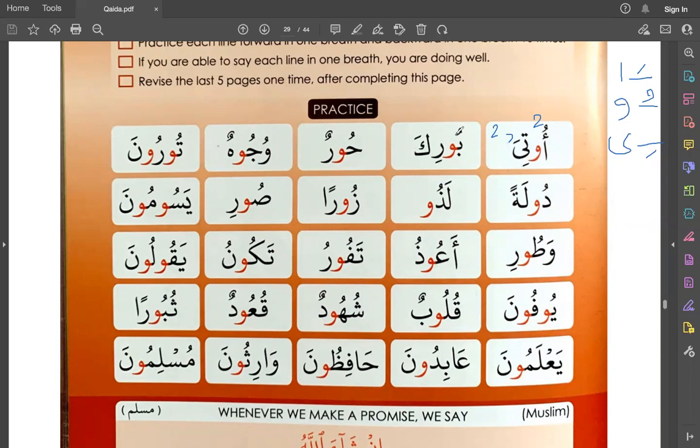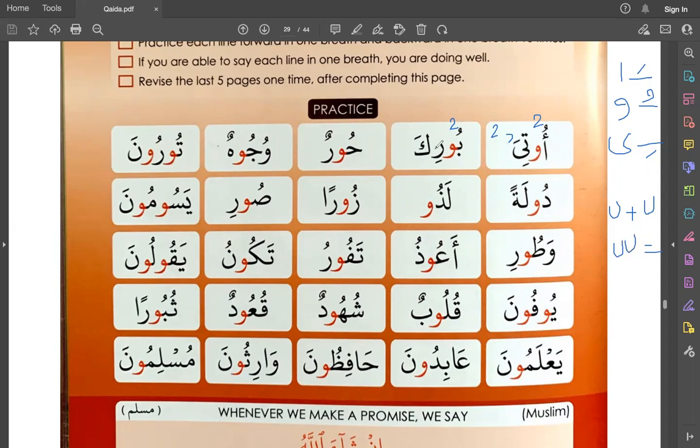Uti, woo. Circle your lips very well. Make it 2 counts long. Actually, why is this 2 counts long? This oo, because Dhamma sound is oo and Waw sound is oo. When 2 oo sounds are together, it makes a naturally long oo sound.